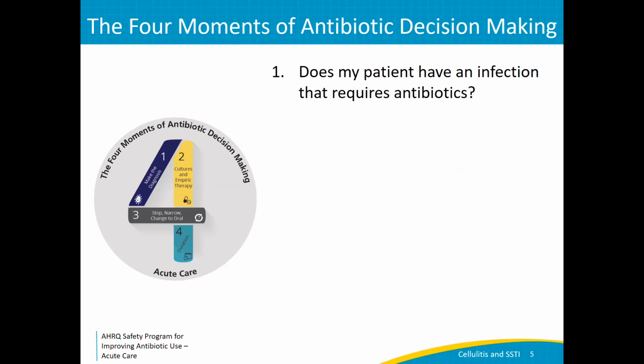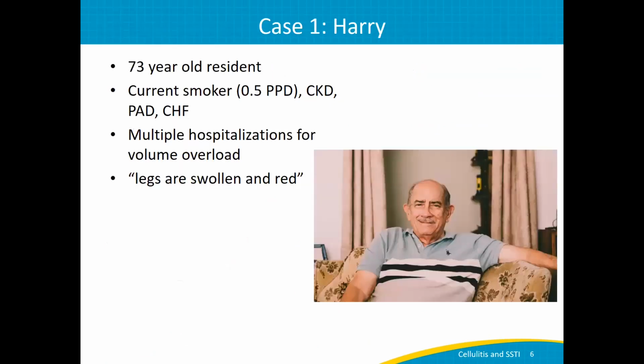For decision point number 1, does my patient have an infection at all? Let's start with a case of Harry. So this is a 73-year-old gentleman who lives at your facility. He does have some chronic medical problems, chronic kidney disease, peripheral artery disease, CHF, and he is also a current everyday smoker, about half a pack of cigarettes per day.